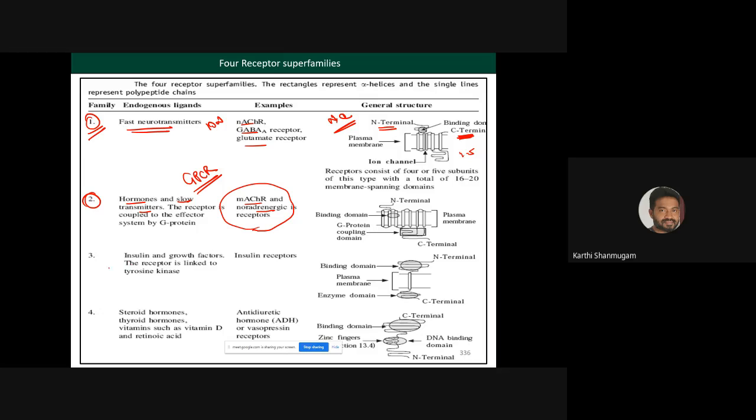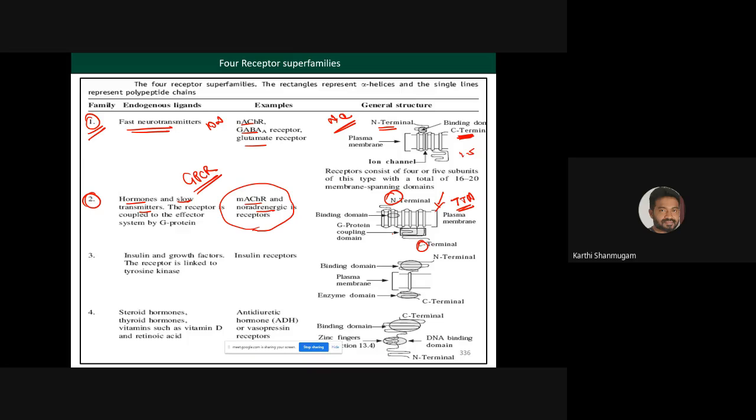Okay, so coming to superfamily type 2, the general structural feature of this superfamily, GPCR, is that all GPCR proteins have 7 transmembrane helices. So sometimes they are called 7 TM. TM refers to transmembrane, 7 transmembrane helices. The number is constant for all the proteins that belong to GPCR. The N terminal is present in the extracellular region, and the C terminal in the intracellular region.